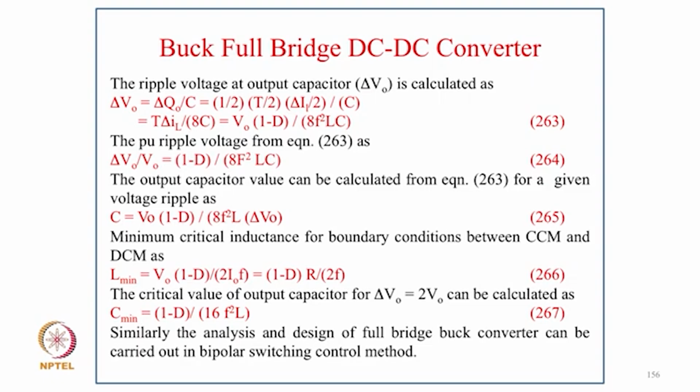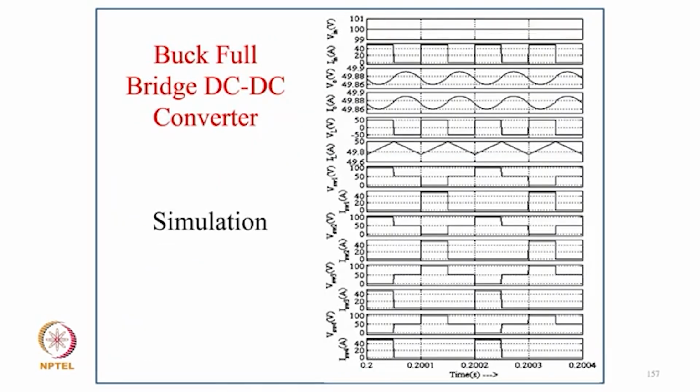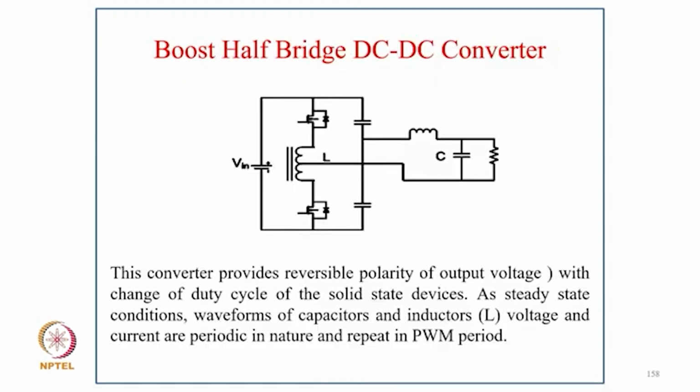So the minimum critical inductance for the boundary between CCM and DCM is L minimum = VO(1 − D) divided by 2IO, or equal to (1 − D)R upon 2F. So the critical capacitance value for the output ripple equal to 2V, we calculate C minimum = (1 − D) divided by 16F²L. Similarly, the analysis and design for the full bridge converter can be carried out in the bipolar switching control method. And these are typical waveforms for the full bridge buck DC-DC converter.